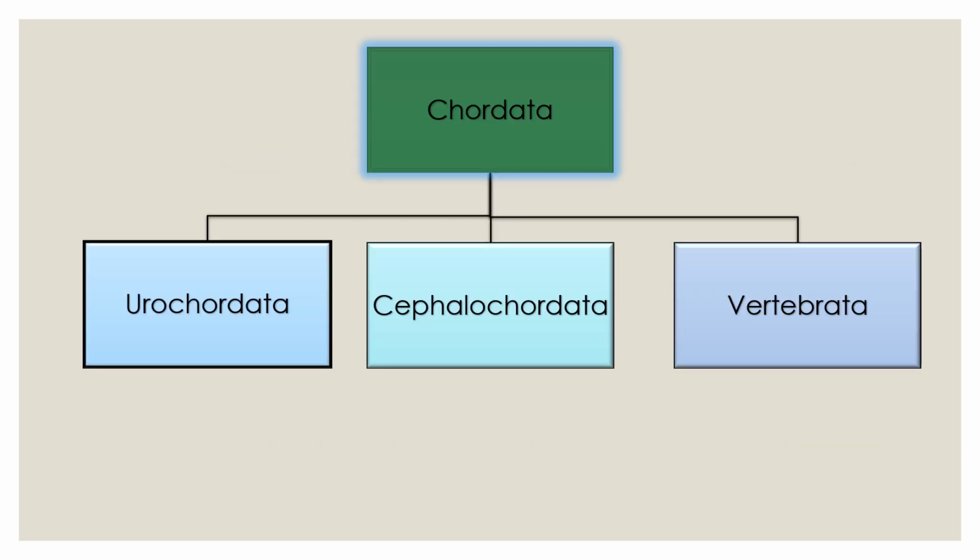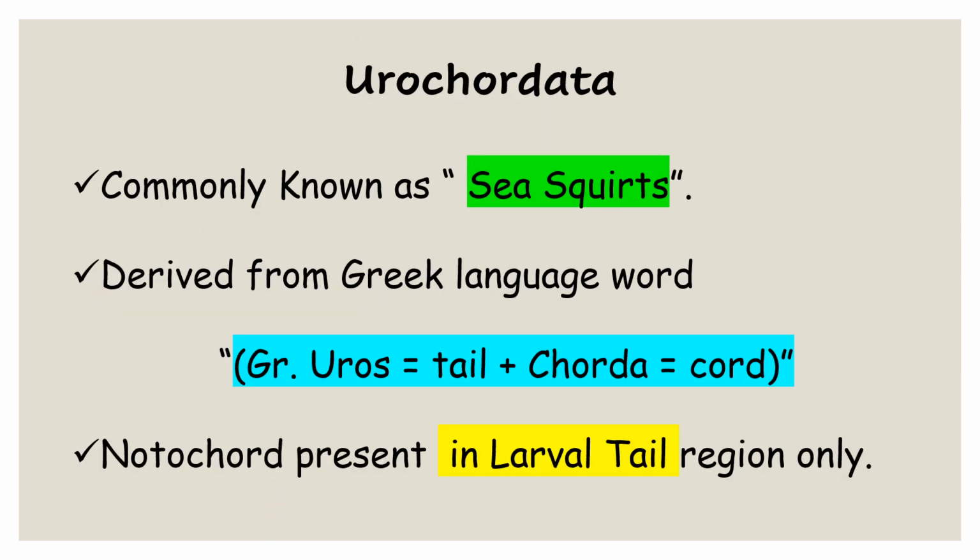As we already studied, phylum Chordata is further divided into Urochordata, Cephalochordata and Vertebrata. In this class, you are studying the salient features of subphylum Urochordata. Urochordates are commonly known as sea squirts, and the word Urochordata is derived from Greek, a combination of two words: uro means tail and chorda means cord. That means the notochord is present in the larval tail region only.